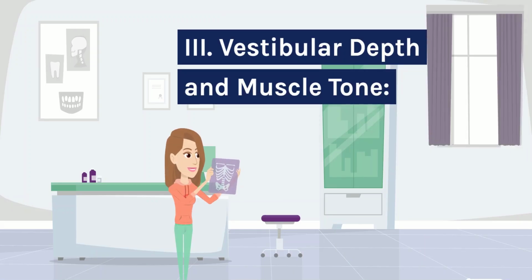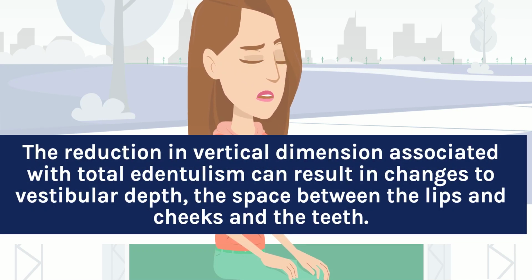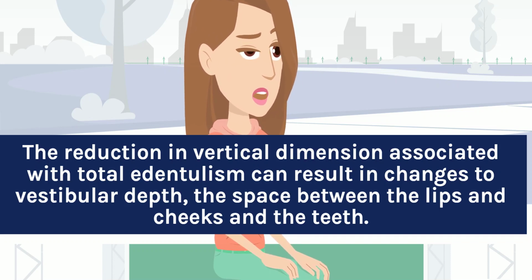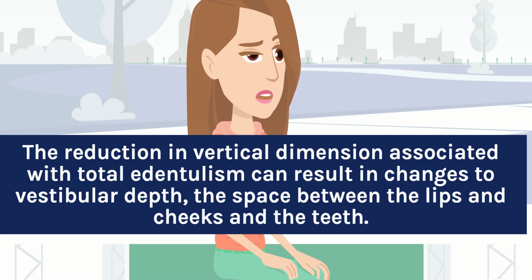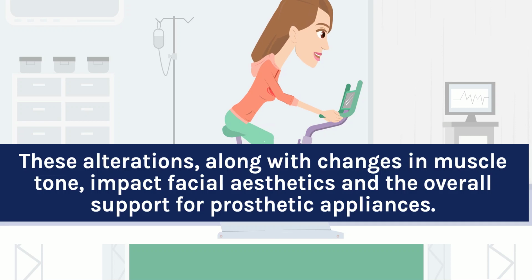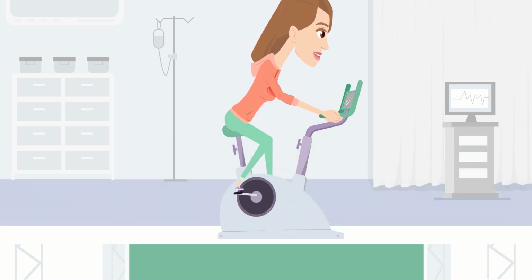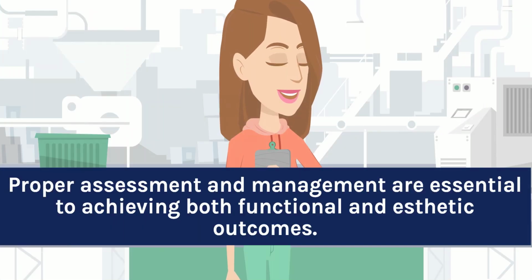3. Vestibular depth and muscle tone. The reduction in vertical dimension associated with total edentulism can result in changes to vestibular depth, the space between the lips and cheeks and the teeth. These alterations, along with changes in muscle tone, impact facial aesthetics and the overall support for prosthetic appliances. Proper assessment and management are essential to achieving both functional and aesthetic outcomes.